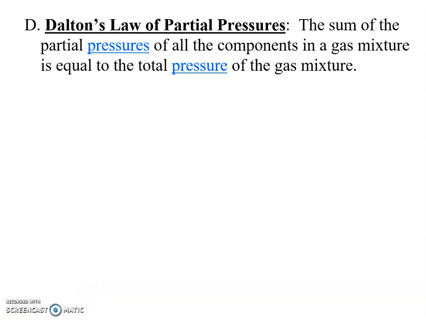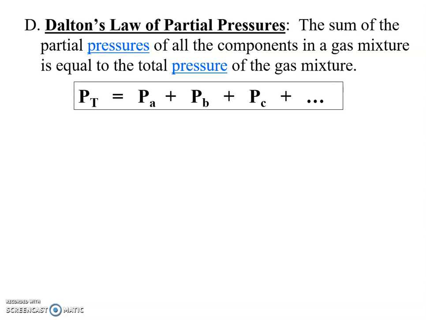Now, another law that's important is called Dalton's law of partial pressures. Dalton's law simply says that the sum of the partial pressures of all the components in a gas mixture will equal the total pressure of the mixture. If you were to write it out, it looks something like this. It's basically saying that the total pressure is equal to the pressure of each gas, called the partial pressure of each gas, added together.